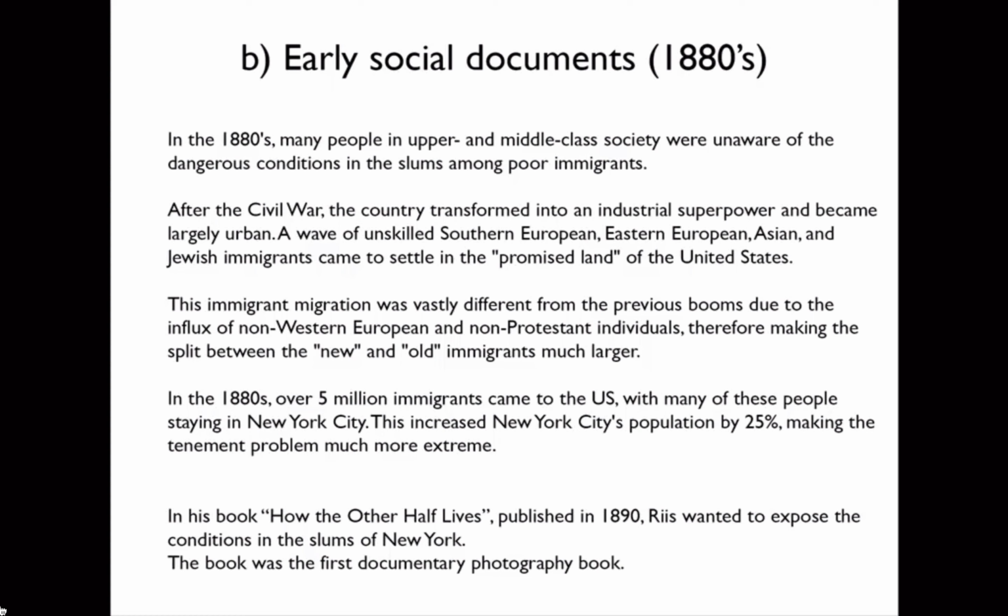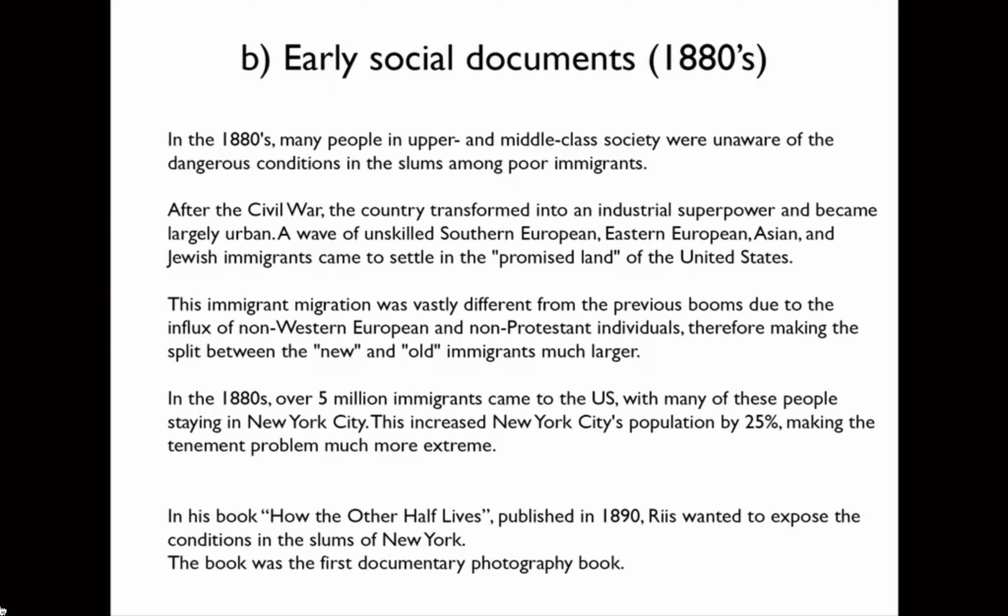Now, in the 1880s, many people in upper and middle class society were unaware of the dangerous conditions in the slums among poor immigrants. And Jacob Riis, being one of the poor immigrants who lived in those slums on the Lower East Side, took upon himself to take the images and expose the conditions in that area of New York.